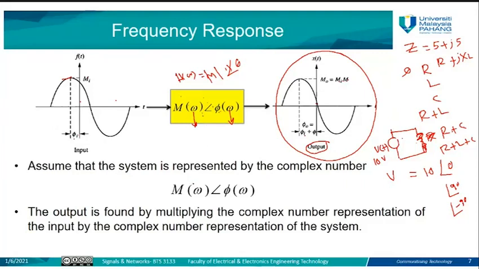Okay, so this is what we mean by the frequency response. Frequency response represents the variation of the output signal with respect to the input at specific frequencies. So when the frequency changes, we get a different output signal based on the components of the transfer function of our electrical system.